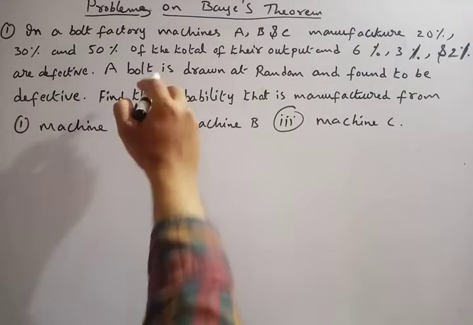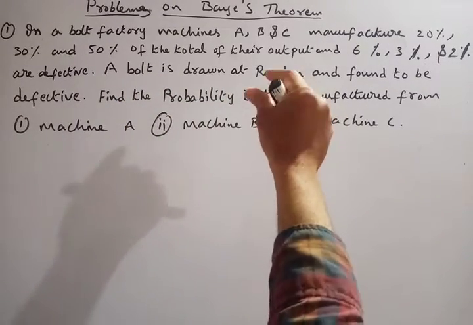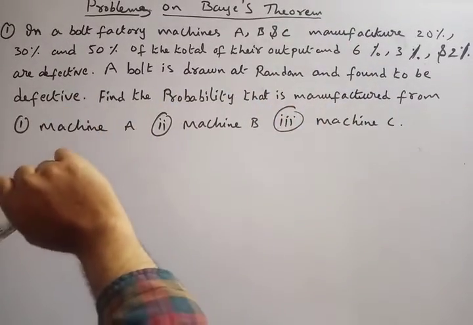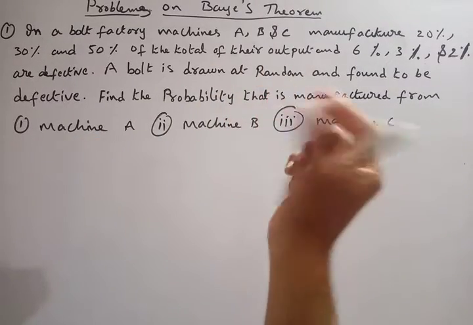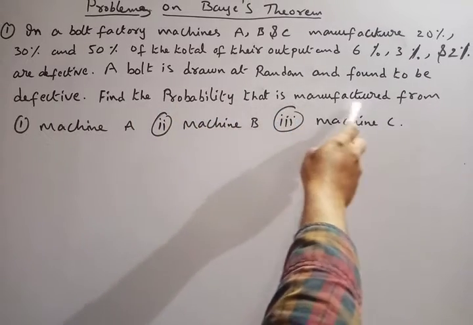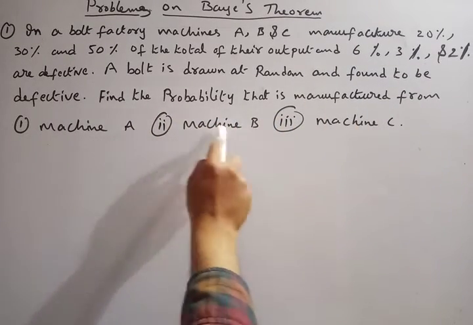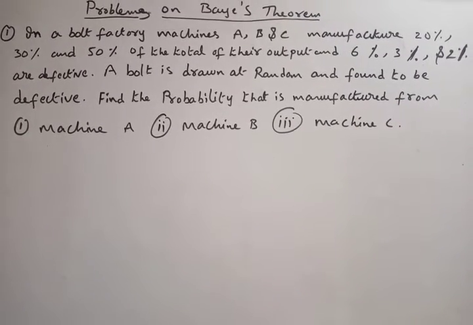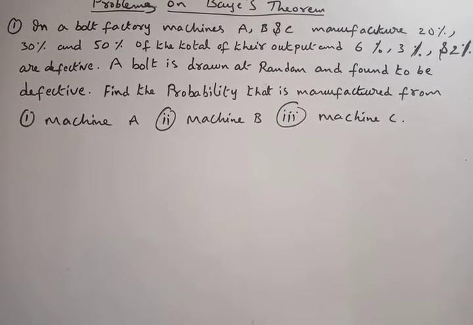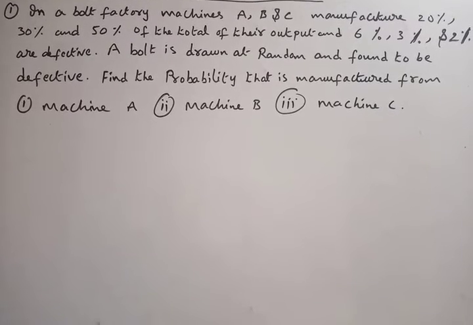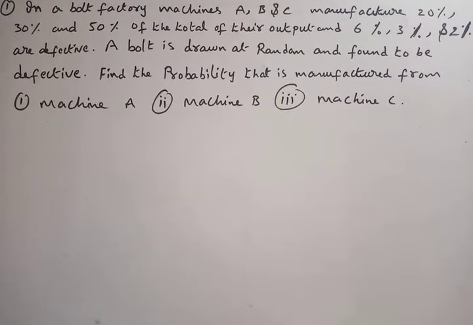Then what is being asked here? A bolt is drawn at random. What we did here? We picked up one bolt. A bolt is drawn at random and found to be defective. When we took one bolt randomly, we got a defective bolt. Then what is being asked? Find the probability that it is manufactured from machine A, from machine B, and from machine C. So whatever defective bolt we picked, it should be manufactured from machine A, B, or C, he is asking. Okay, so how to solve this type of problem?